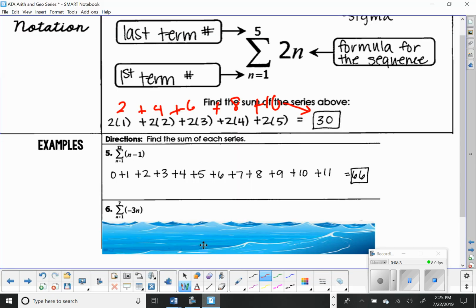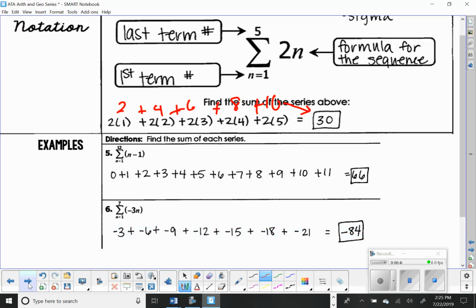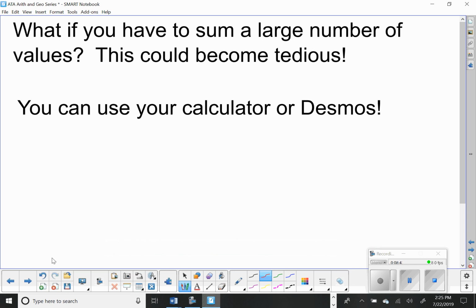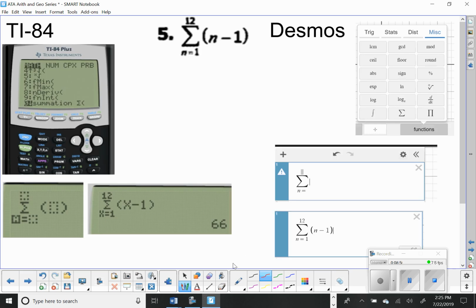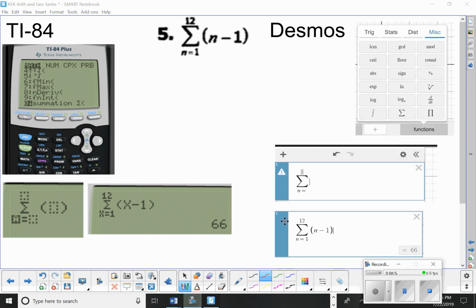So, that's it. There's our negative 84. Now, and I already said, what if you have to sum a large number of values? It could become tedious. You can use your calculator or Desmos. If you want to, you can pause the video. Oops, move the thing here. You can take a screenshot of this. I show the TI-84 calculator coming down to sub 0. On Desmos, you go to Miscellaneous and the summation. Fill it all in.